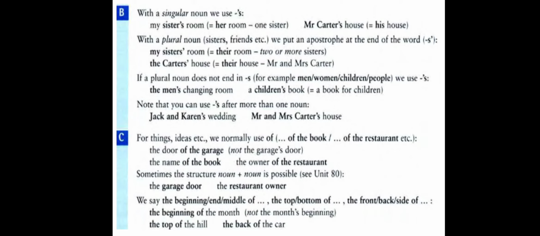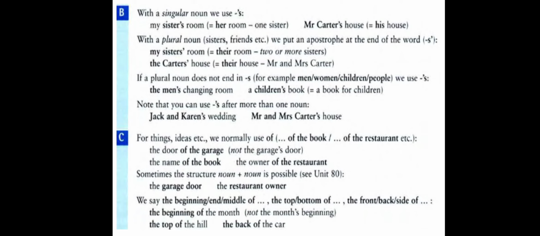Okay, here Jack and Karen's wedding. Jack is going to marry Karen. Jack is the bridegroom and Karen is the bride. So they are going to marry each other. Here the wedding belongs to both of them, so we use apostrophe plus s on the second noun. That is before wedding, not on both.